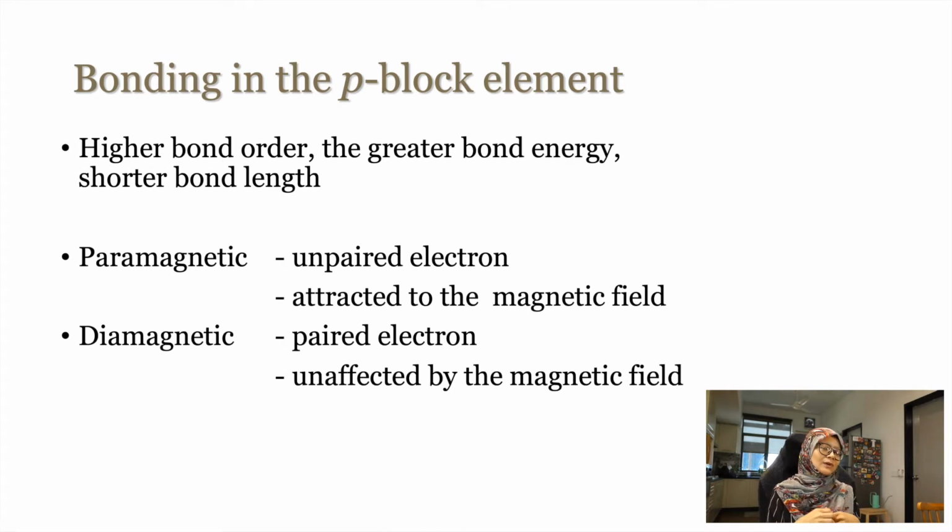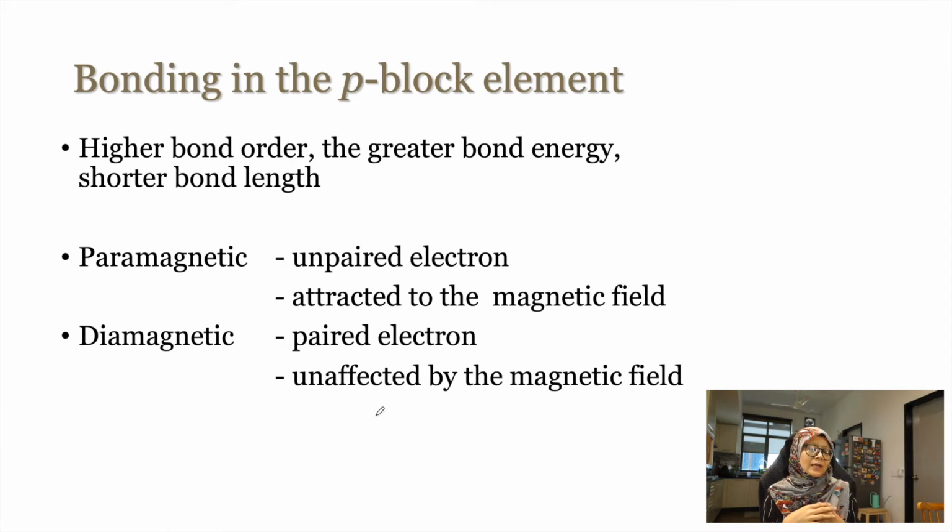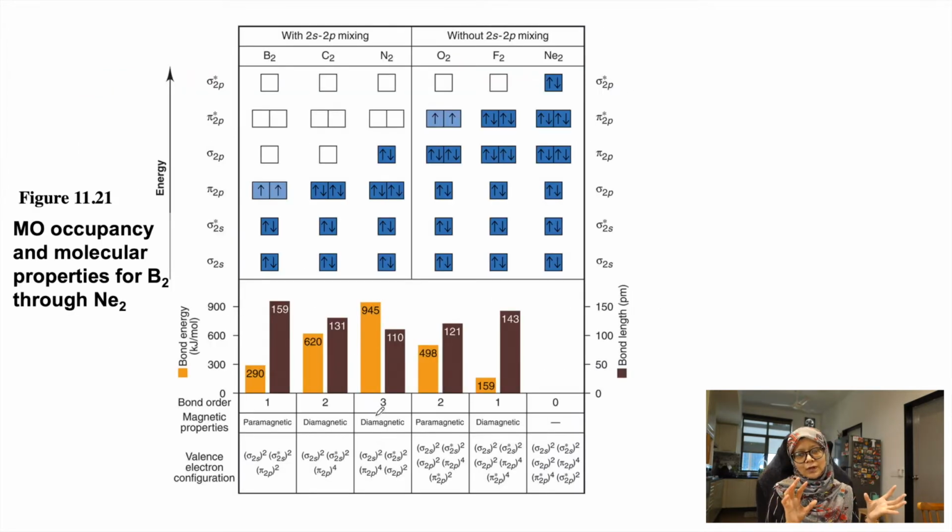So what do you know about paramagnetic? In order to determine a paramagnetic compound, you will see unpaired electrons. Paramagnetic compounds or molecules are usually attracted to the magnetic field. Diamagnetic compounds usually have paired electrons, and they are unaffected by the magnetic field. So, let me show you how to determine the paramagnetic and diamagnetic compounds or molecules.